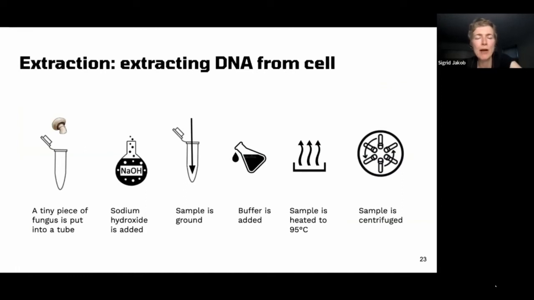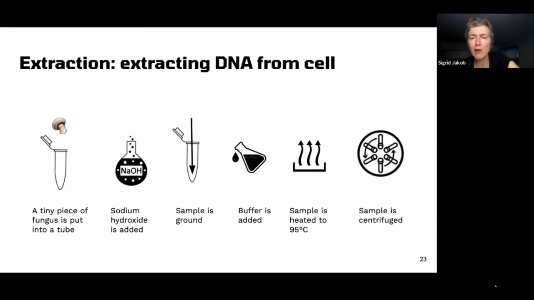You add some sodium hydroxide. Sodium hydroxide is very basic. It's essentially Drano. And it's a very harsh chemical, so it breaks down those cell walls. Then you grind the sample with a little pestle and turn it into a soupy liquid. You add a little bit of buffer to dilute it, and then you heat it to 95 degrees. So you can see all the different things that you're doing. You're using force, you're using chemicals, you're using heat to essentially coax that DNA out of the nucleus.